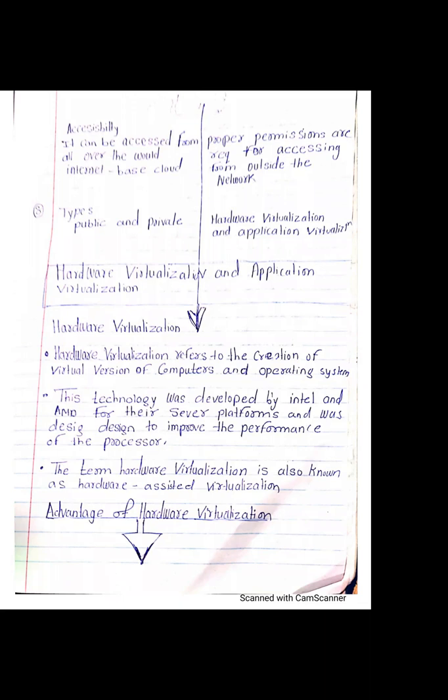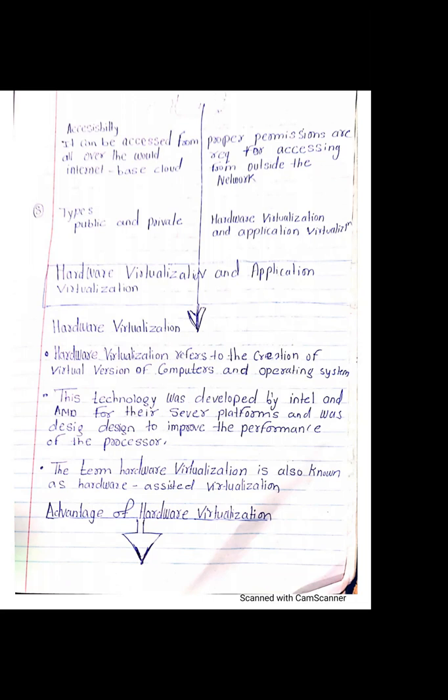So let's see what hardware virtualization is. Hardware virtualization refers to creating a virtual version of a computer and operating system. The technology was developed by Intel and AMD for server platforms, and designed to improve the performance of the processor. The term hardware virtualization is also known as hardware-assisted virtualization. Keep in mind this word, okay?